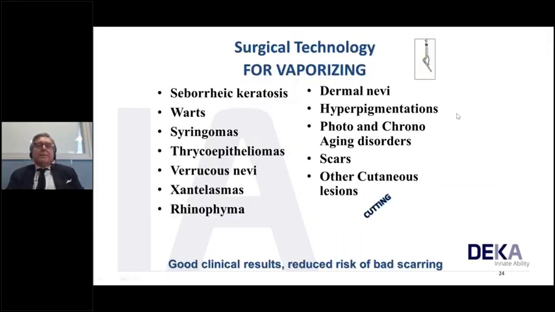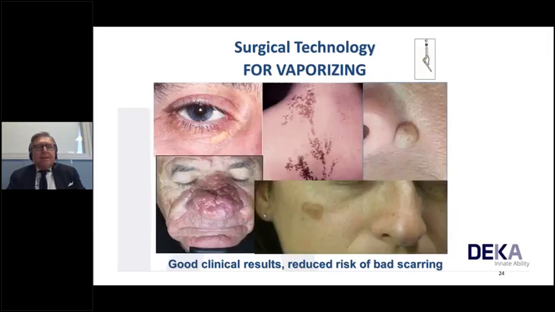In this slide, you can see a list of indications that we can vaporize with good clinical results and reduced use of bad scarring, with the innovative protocols that we prepared over the last decade. And at a glance, the part of the clinical cases that we treat.